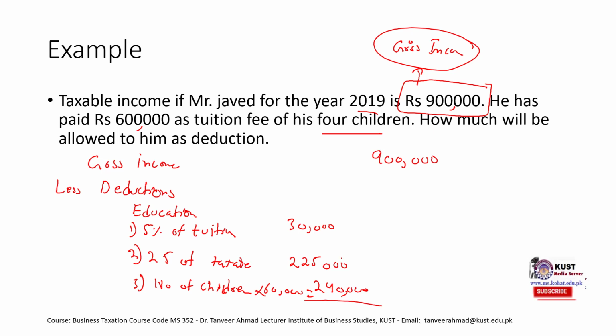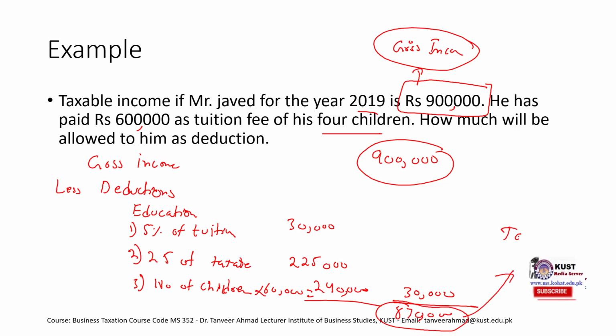Okay, so whichever of these is the lesser amount would be allowed as deduction. So 30,000 rupees would be allowed as deduction, right? So after deducting, we would be left with 8 lakh 70,000 rupees. Should we pay tax on this 9 lakh rupees or 8 lakh 70,000 rupees? Obviously, this would now become our taxable income, and we would pay tax on this 8 lakh 70,000 rupees.